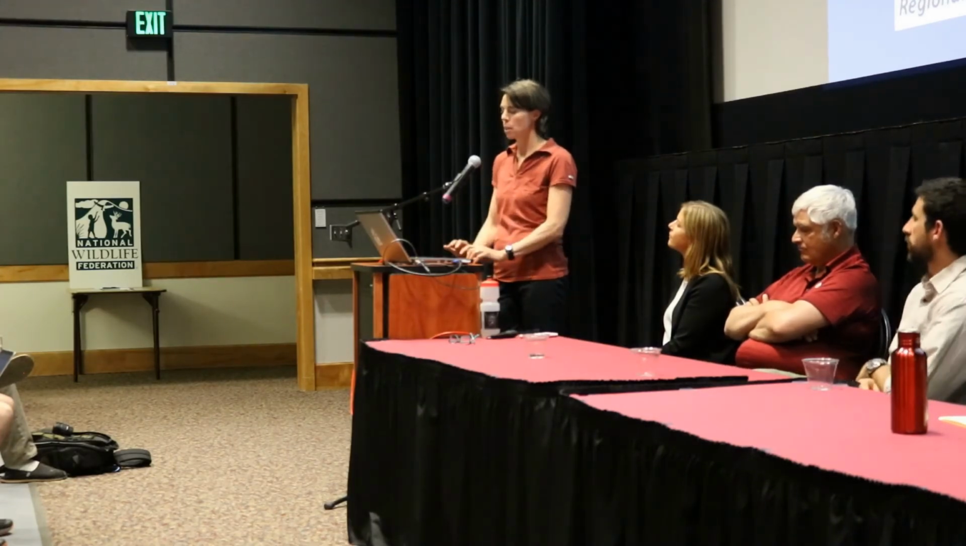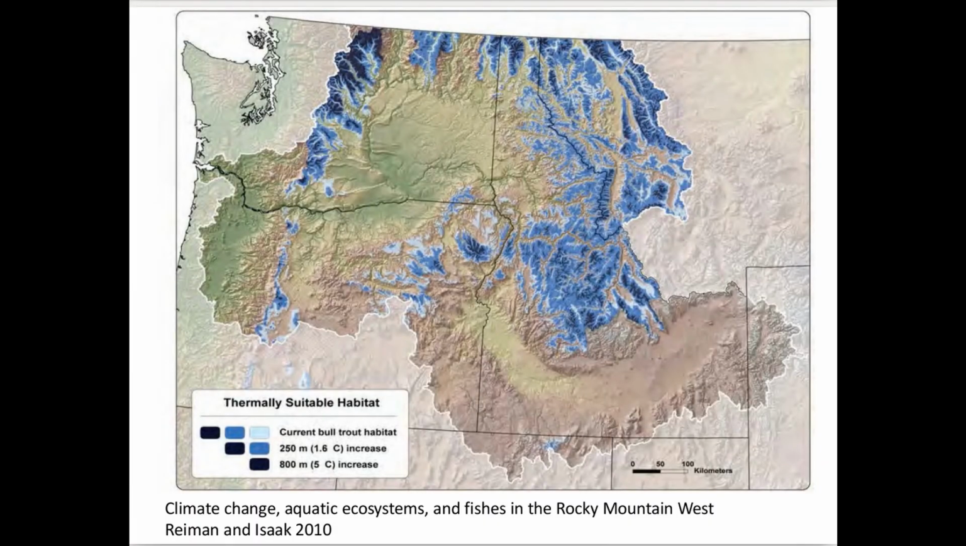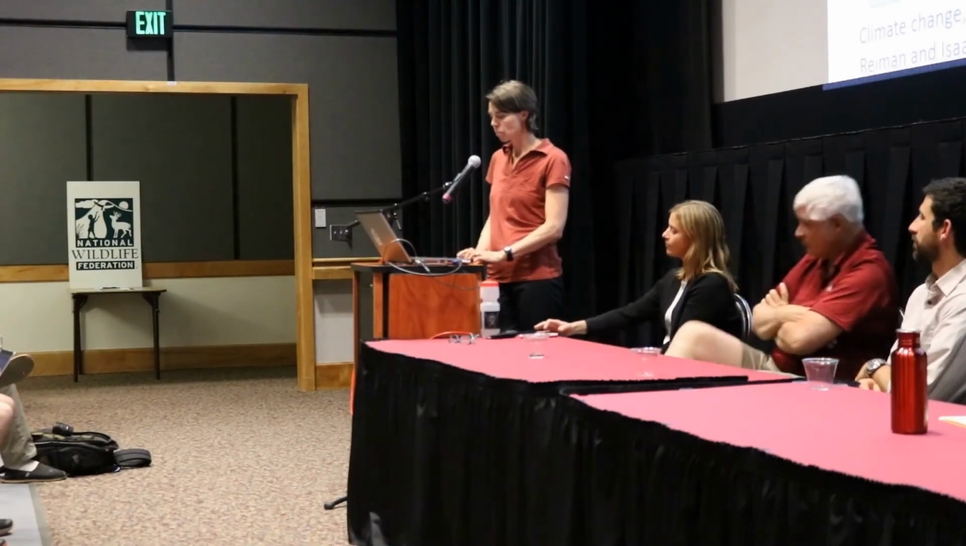Now, a lot of other salmonids can do better in these kinds of temperatures. Bull trout are going to have a really rough time. And there are a number of papers already looking at this throughout the whole Pacific Northwest, where all the colors represent the historical bull trout habitat. And the darkest blue is what would likely be remaining with a 5 Celsius increase. And we're very likely on target for that kind of temperature.